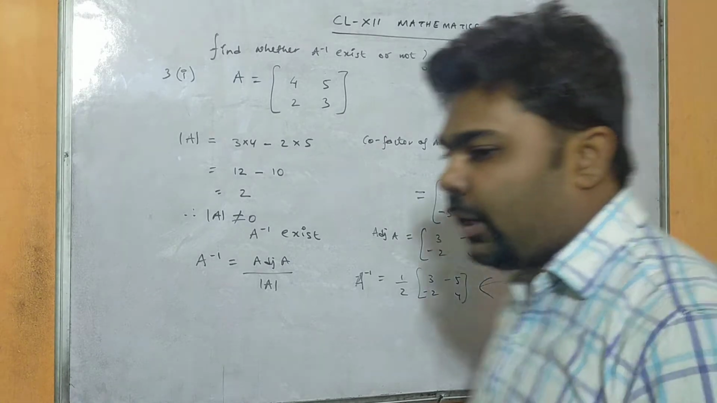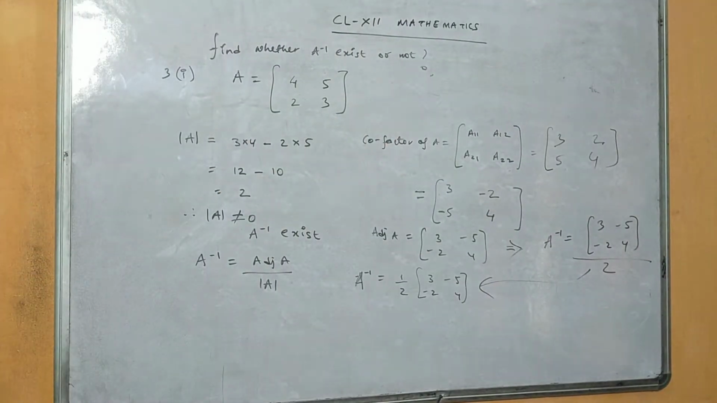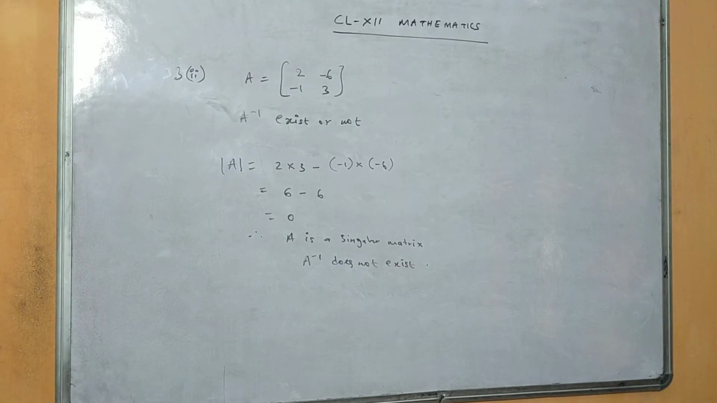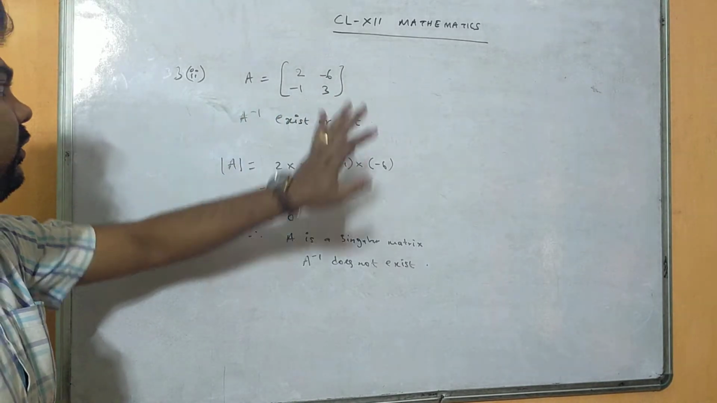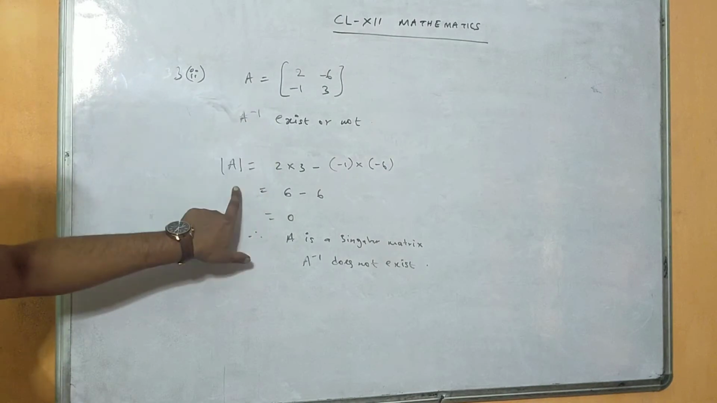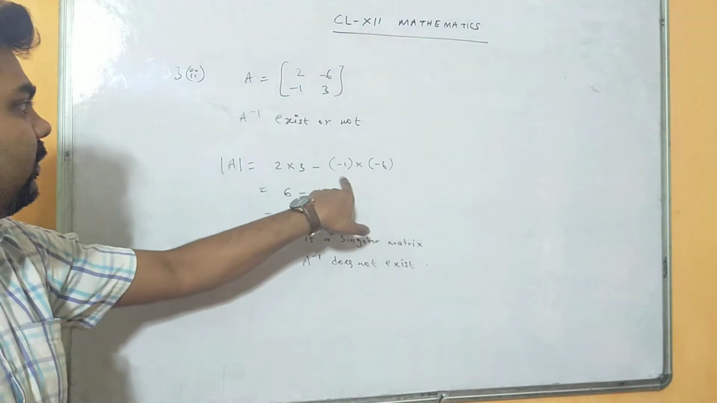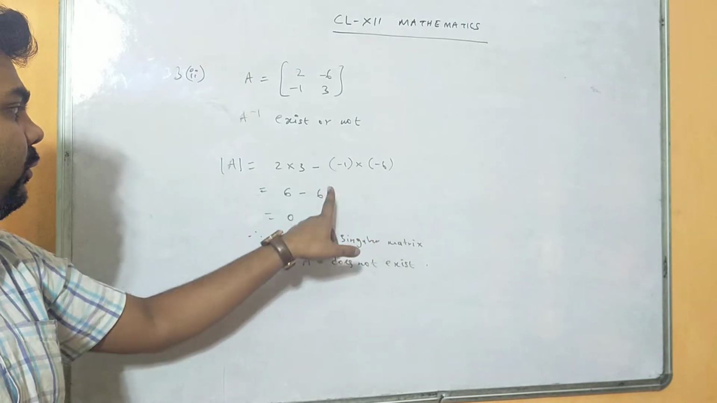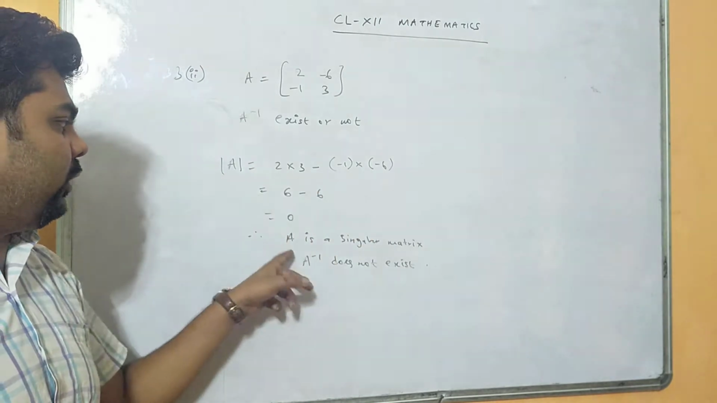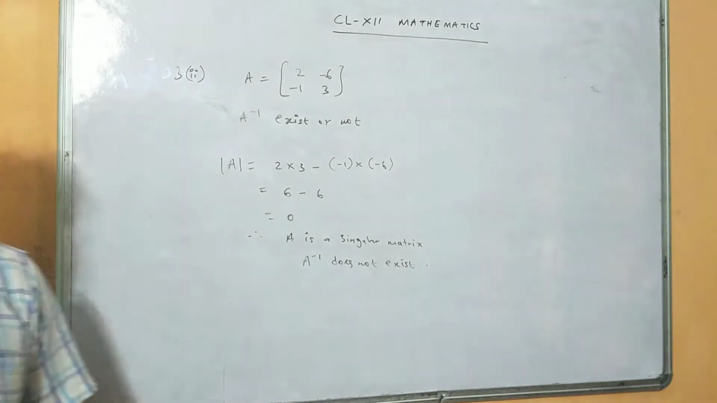In the same way we will be finding it for the 3 cross 3 matrix also. Same question, whether A inverse exists or not for this given matrix. We will find mod A. So 3 into 2 minus 1 into minus 6. Minus 1 into minus 6 gives 6. So 6 minus 6 is 0. So A is a singular matrix, therefore A inverse does not exist.